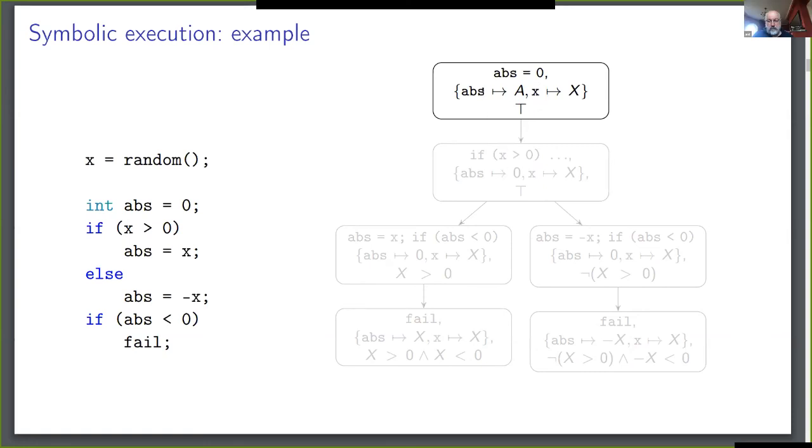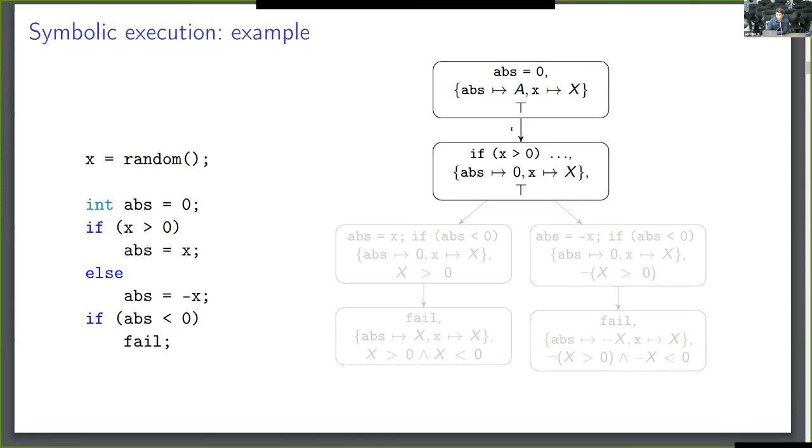Now let us execute the first instruction, which is writing 0 into the ABS location. And this will do what you expect. We'll just write 0 into our memory. So here we get the state where 0 is written into ABS, but X is unchanged. And we transition to the next instruction.